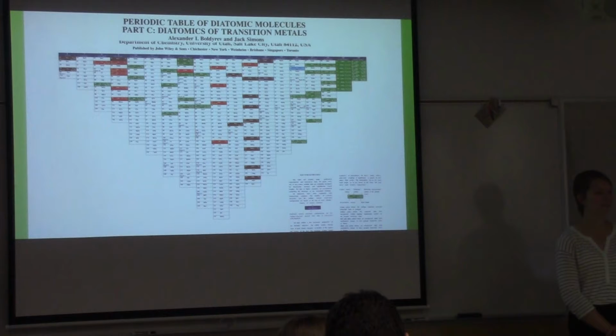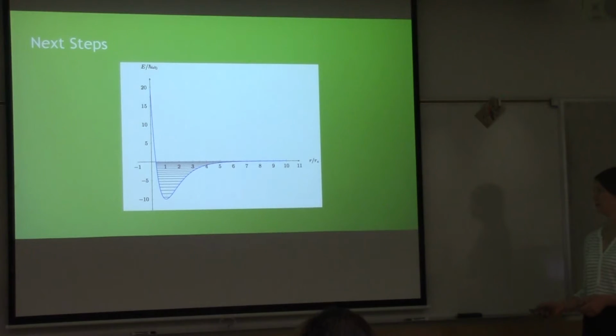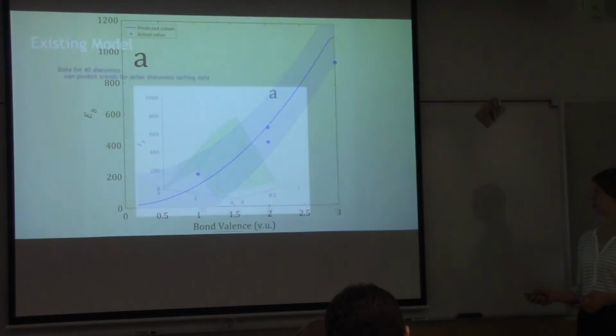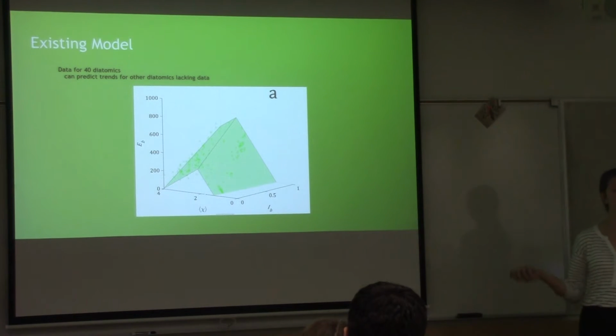Have you found any trends so far in the research that you've done? We're still in data collection, so we haven't started our analysis yet. But they did a similar thing in the previous study when they were able to notice these general trends. So it's clear that there is a trend. There's just only 40 diatomics being studied at this point, so we just want to flesh it out with the rest of the data.